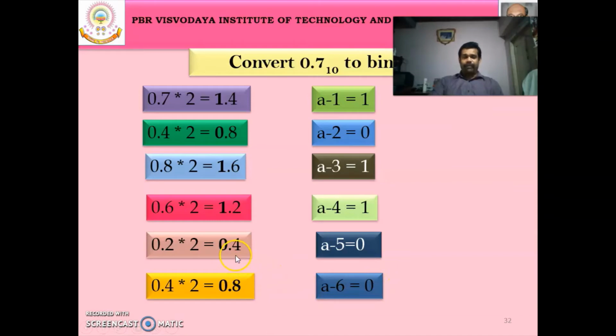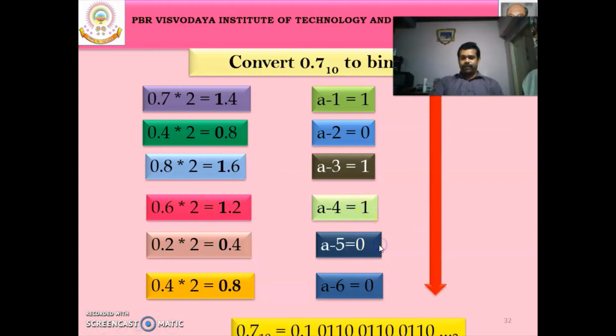So after this we are getting the carries as 1, 0, 1, 1. After this the same thing is repeating. So we have to write the answer as 1, 0, 1, 1, then 1, 0, 1, 1 repeating.